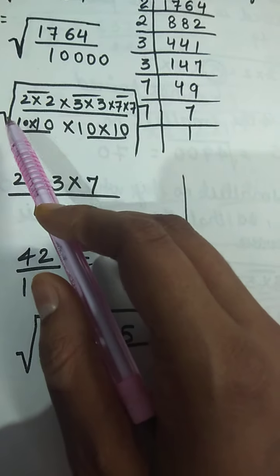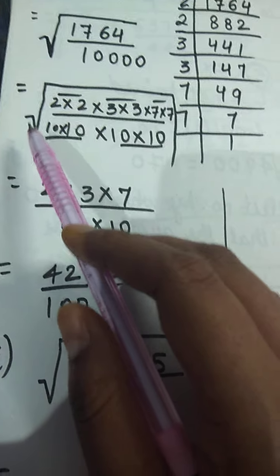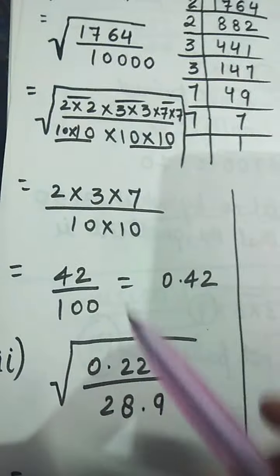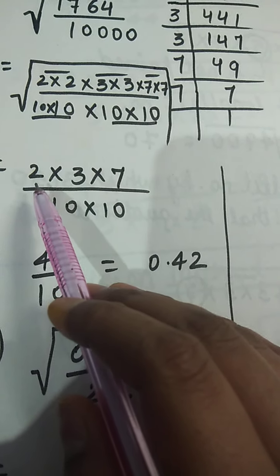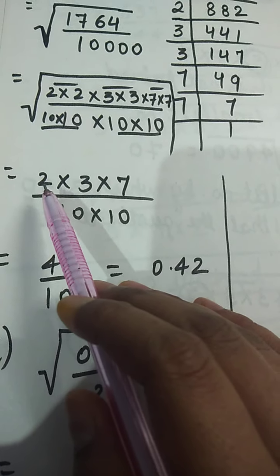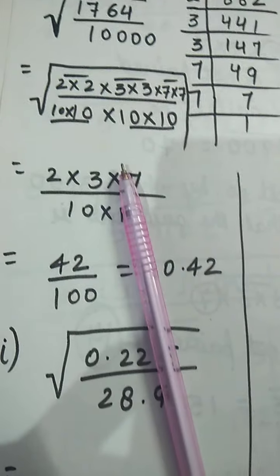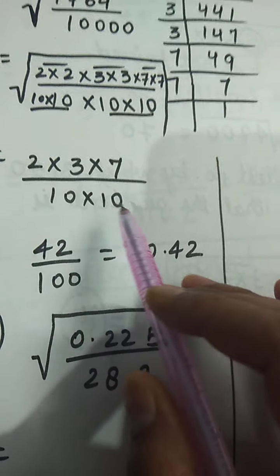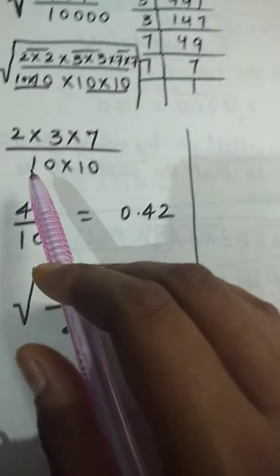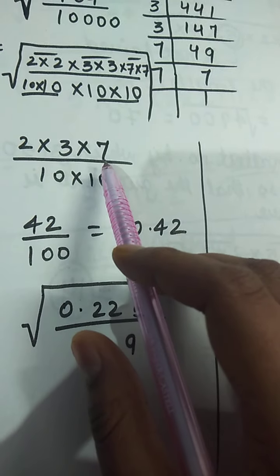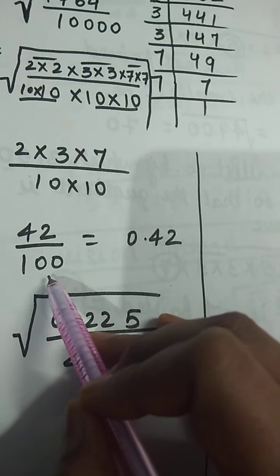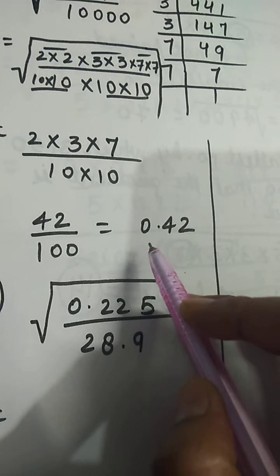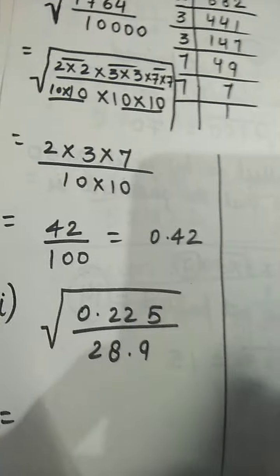Now as soon as we unpair the numbers, this radical sign will be removed. So we will get our answer as 2 multiplied by 3 into 7 upon 10 into 10, which will be equal to 2 3s are 6 and 6 7s are 42 upon 100. And we will change this fraction into a decimal number, which will be 0.42.